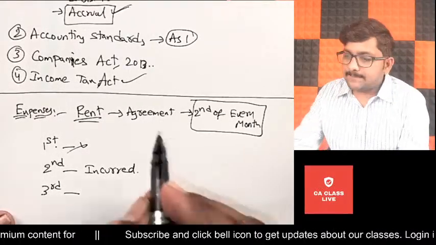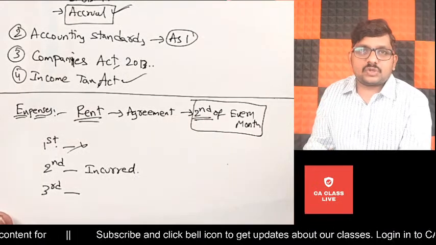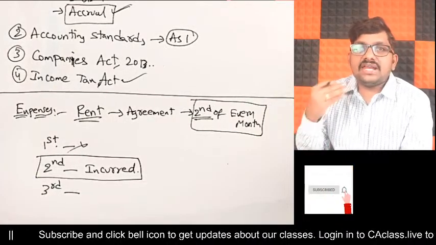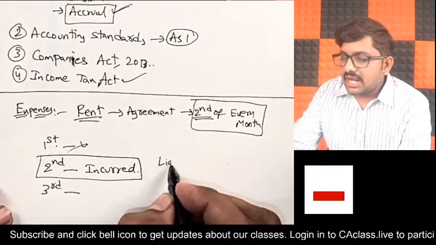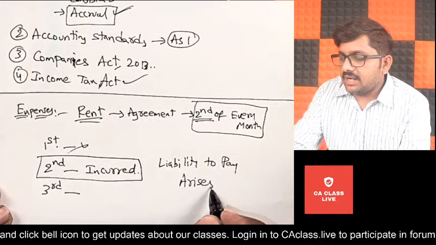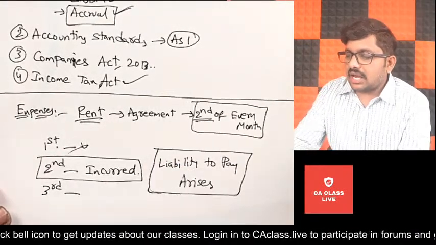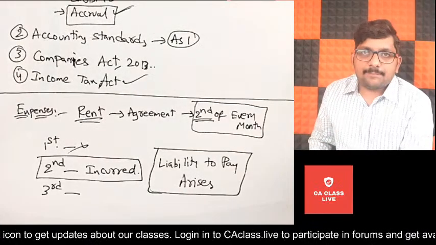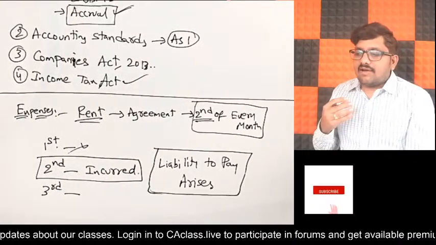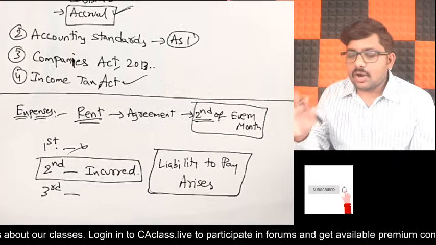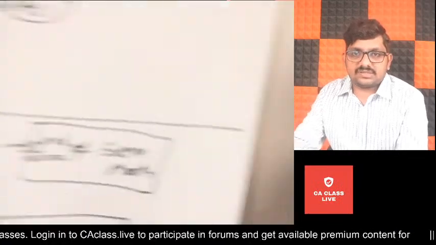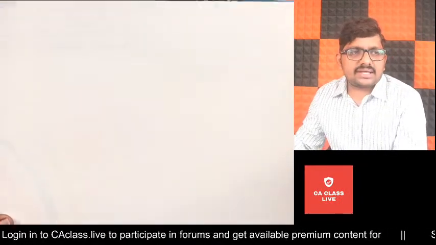Got it, friends? In my example, as the agreement says you are supposed to pay the rent on 2nd of every month, I will say on 2nd I have incurred. This is the meaning of incurred. Again, incurred means liability to pay arises. If you are liable to pay the money, you are supposed to pay the money, you have that liability to pay, you say it is incurred. Now let me take some examples and explain the journal entries in relation to expenses. Got it? Now let me take you through some examples, my dear friends.